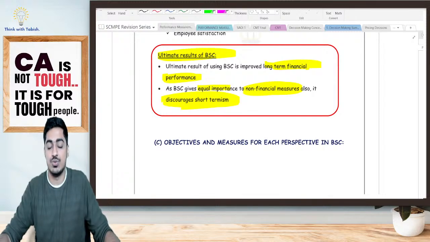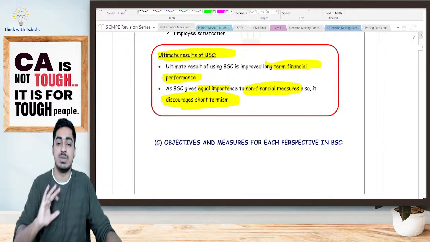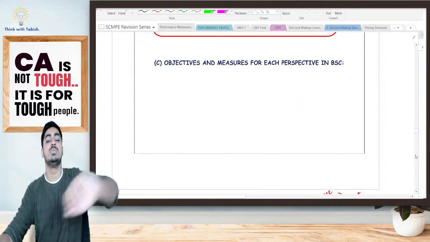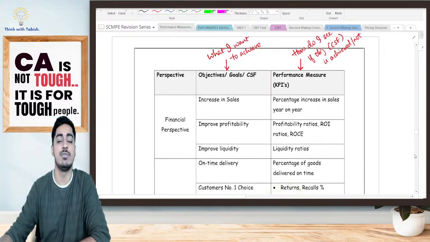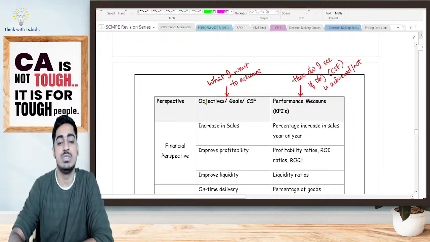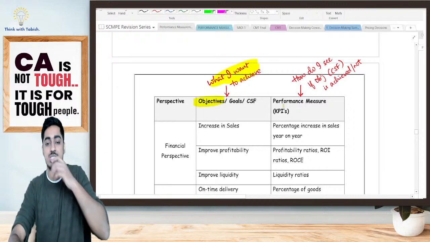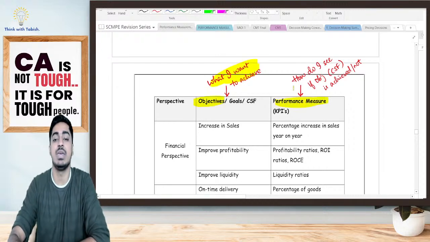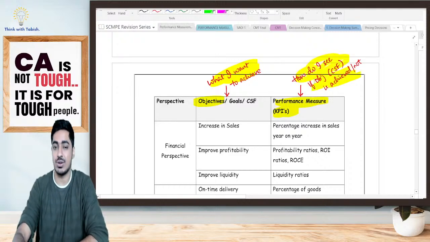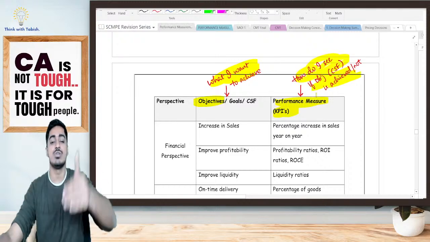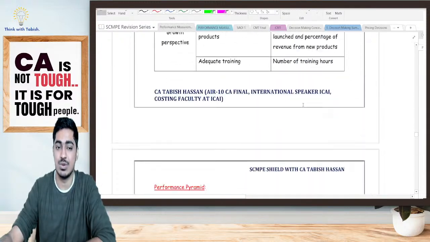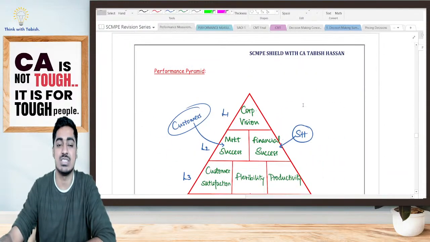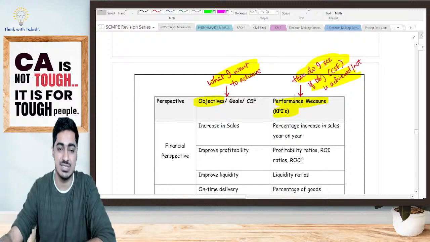Which model should we consider in the examination? We'll explain, don't worry on that. Now, objective and measure for each perspective is there. What is my objective? It is what I want to achieve. And what is my performance measure, KPI? It is how do I see if I've achieved this or not. This concept will come later. Based on that, you guys can just read it once. I will explain what is my CSF as well as KPI.